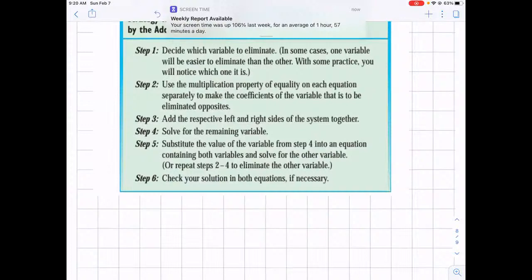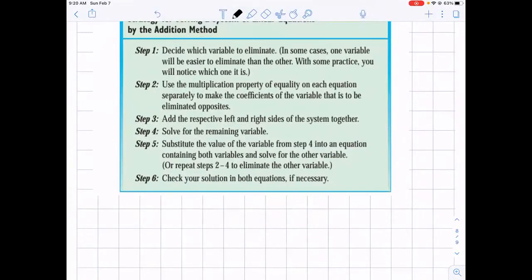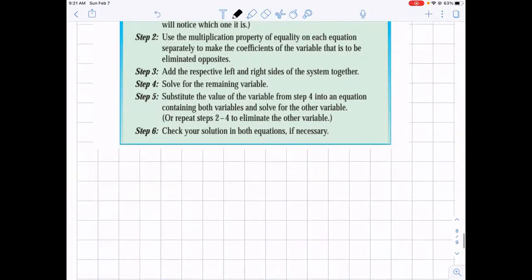Step 2, we may have to multiply some equation, okay? We may have to multiply an equation to cancel either x or y. In the third step, we'll add the respective left and right side, which is what we did, and then we'll solve and so on. And then don't forget the last step, we have to check. So let's see what happens when they don't cancel out, okay?